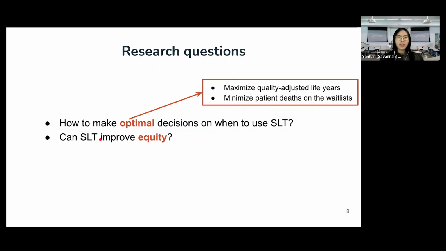Second, can SLT improve equity? We talk about size disparity on wait lists. How can we use SLT to reduce that disparity and improve equity? To what extent can we do that?